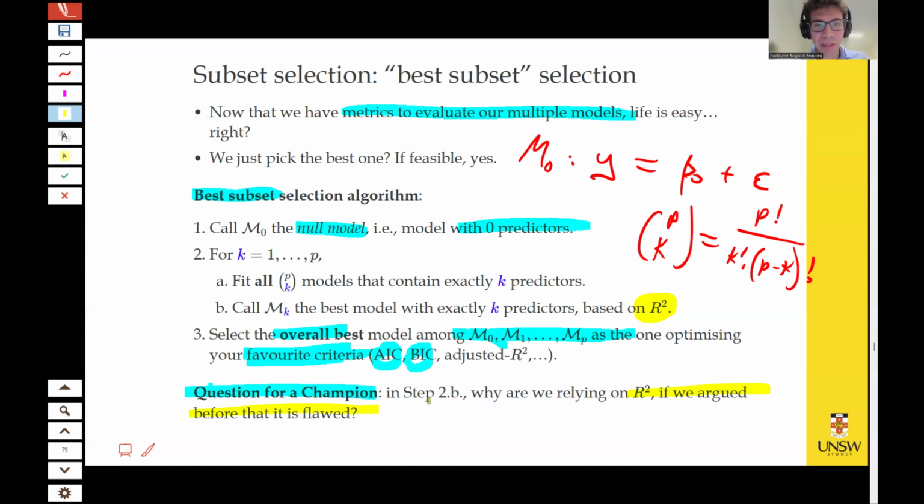Well, the answer is simply that within those two steps, the number of predictors is fixed, right? So among all those p choose k models, they all have exactly k predictors. So you don't need to adjust for the number of predictors. All those models here have the same number of predictors. So it's totally fine to use R squared to judge which is the best.